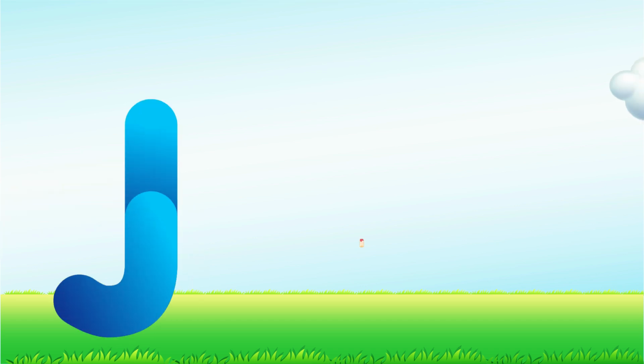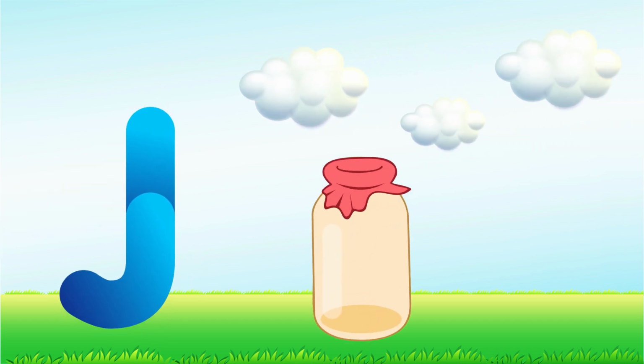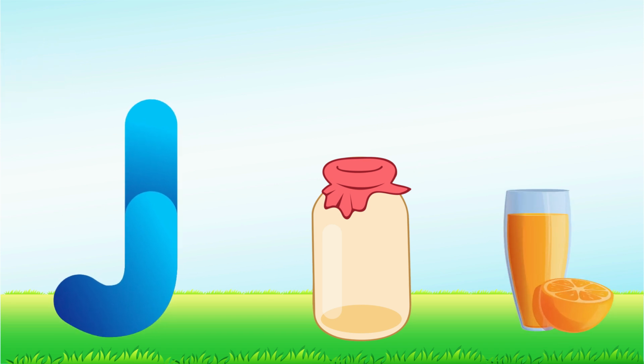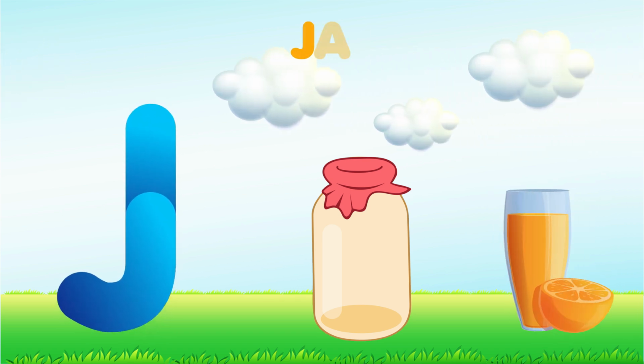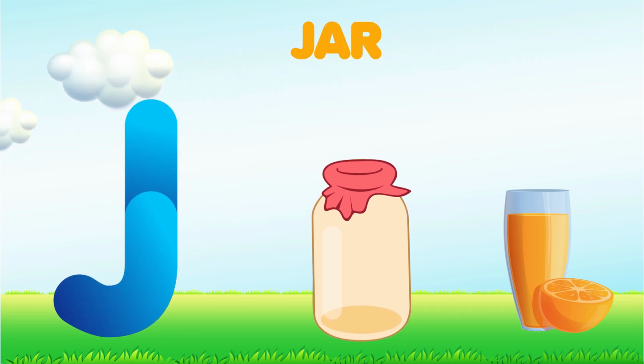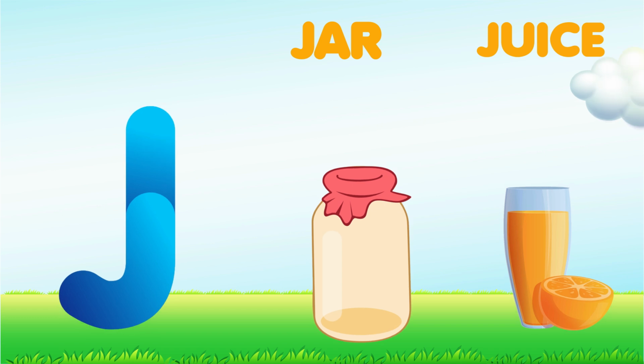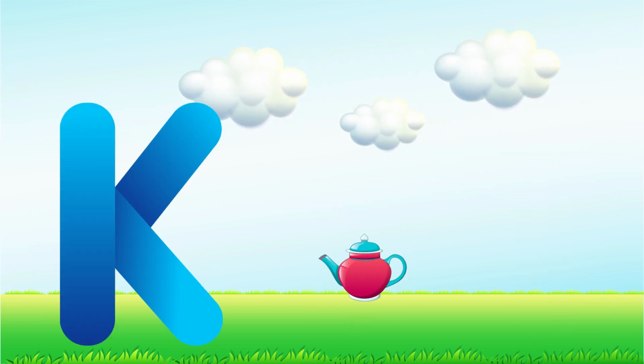J is for jar. Jar. J is for juice. Juice. J is for jar. J is for juice. K is for kettle.